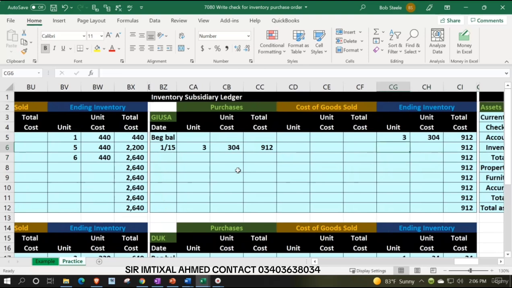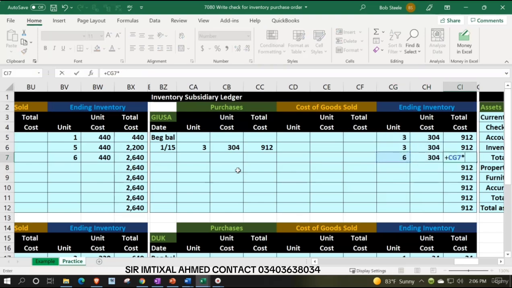$912 we paid. What do we have left in units in ending inventory? That means we have the 3 that we started with plus the added 3, summing those up. The 6 at the 304. That means we got 6 times 304 or 1,084 of those dollars worth of those guitars.